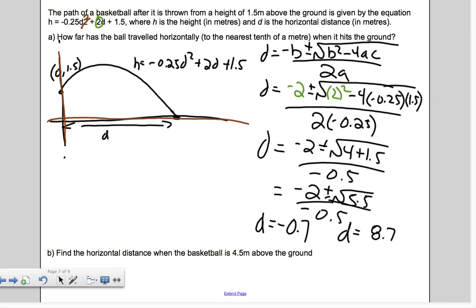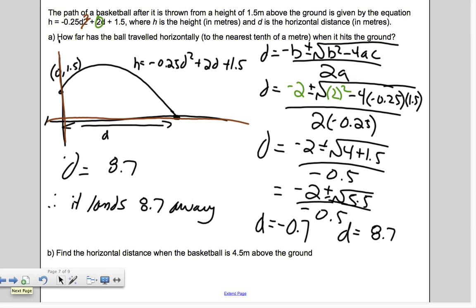So therefore, can distance be negative? Is it negative over here? Well, if the ball happened to drop backwards, yeah. So therefore, d is equal to 8.7. Okay? So it lands 8.7 meters away. We're dividing by negative, remember? Divide by negative 0.5.